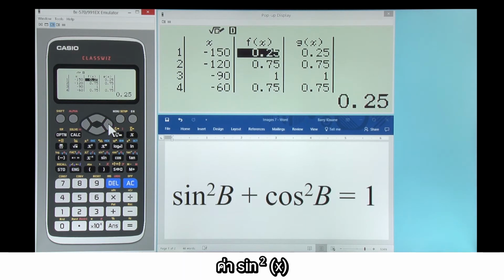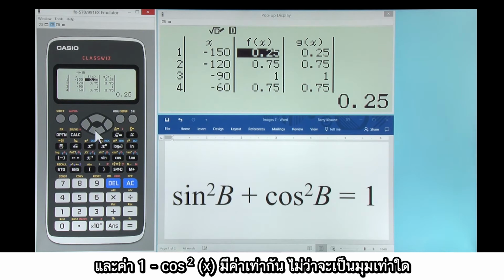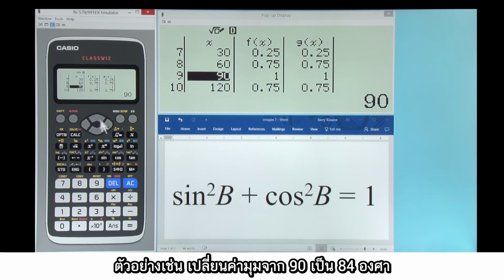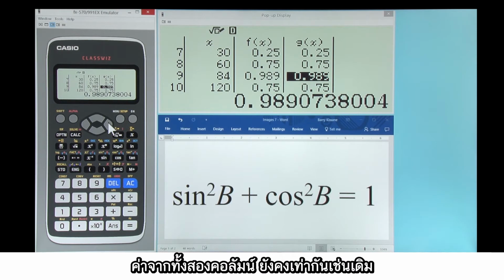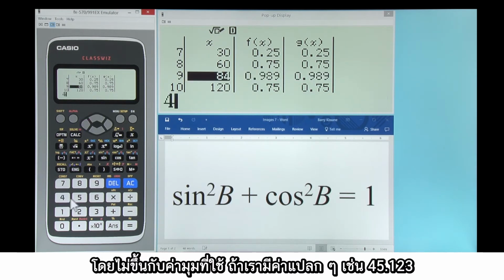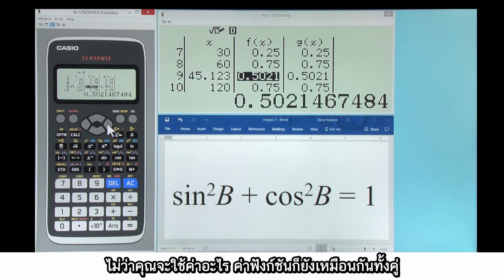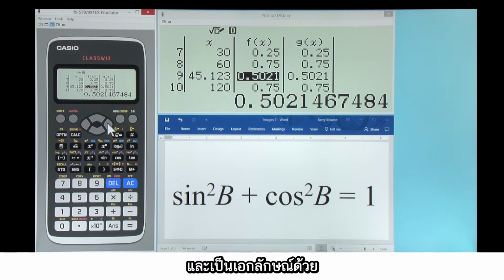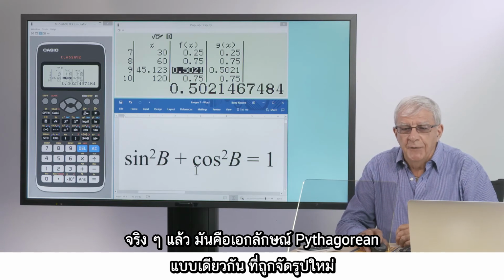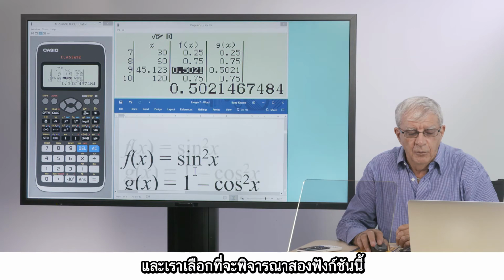The sine X squared and the 1 subtract the cosine X squared are the same wherever we go. If we change this value of 90, for example, to 84, then the two values are still the same. The values in each column continue to be the same regardless of the value. If we had a strange value like 45.123, whatever value you choose, the two values are the same. It seems as if sine squared X is equal to 1 subtract cosine squared X is also an identity. In fact, it's merely a rearranged form of the same Pythagorean identity.